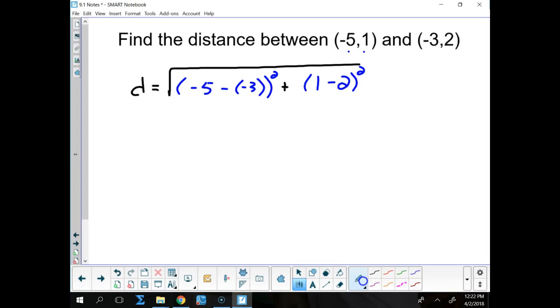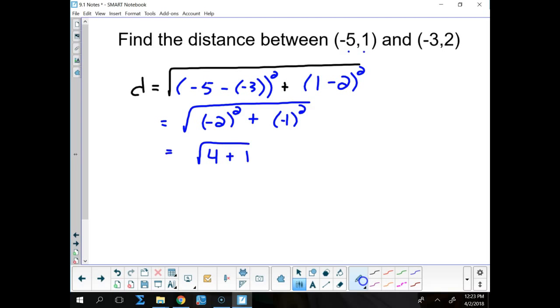What we got? -5 minus -3? -2. That's still squared. 1 minus 2. -1. That's still squared. -2 squared, 4. -1 squared, 1. So that gives me a distance here of square root of 5.